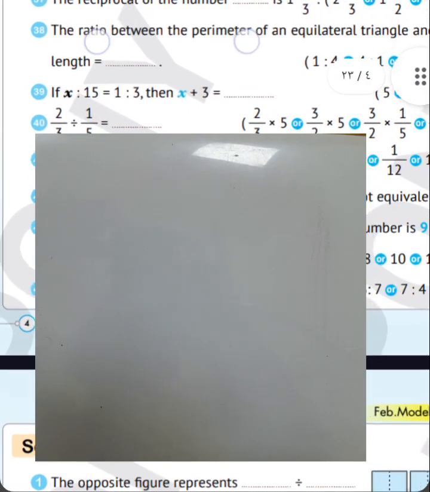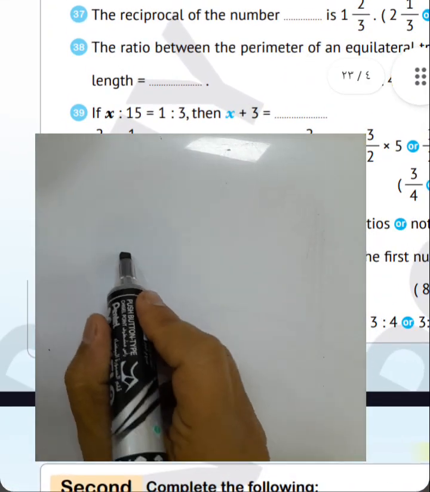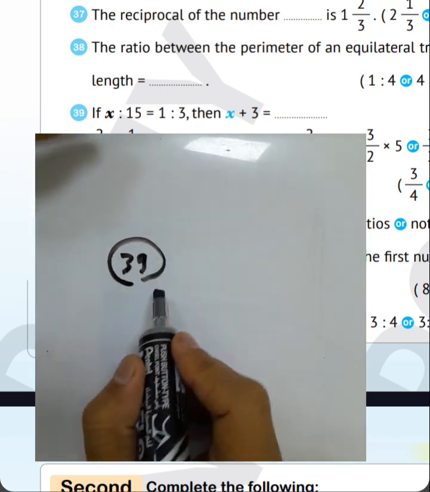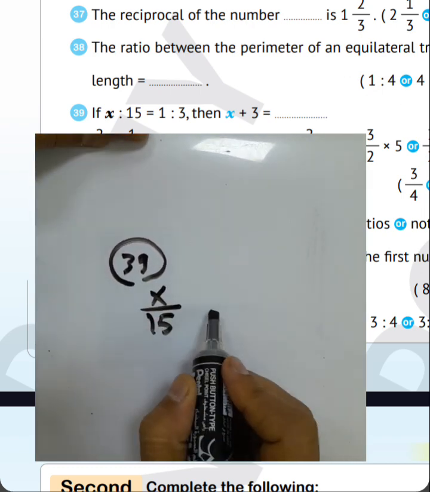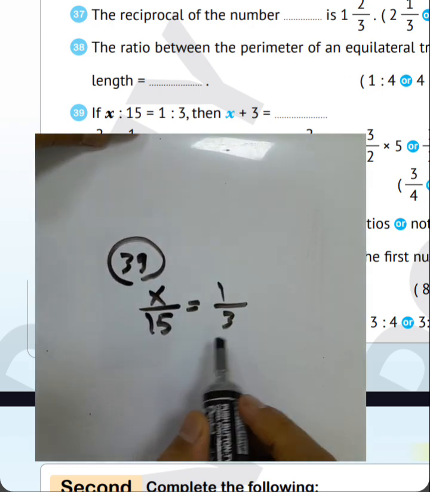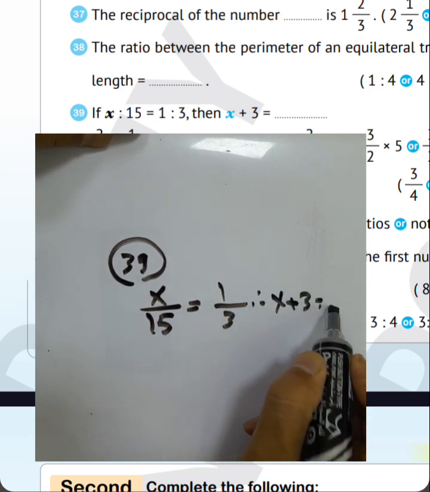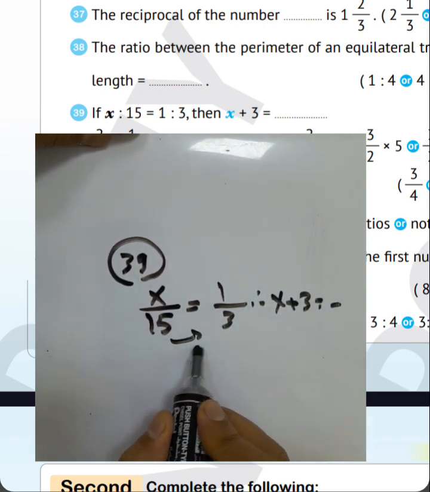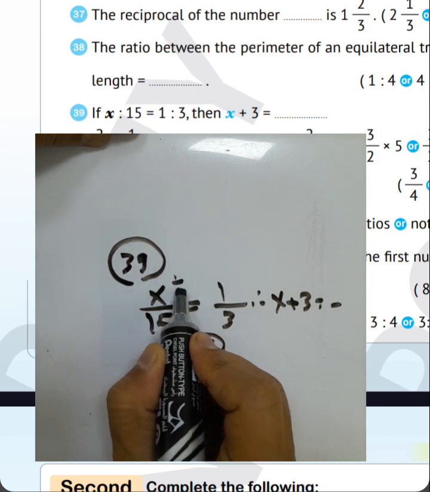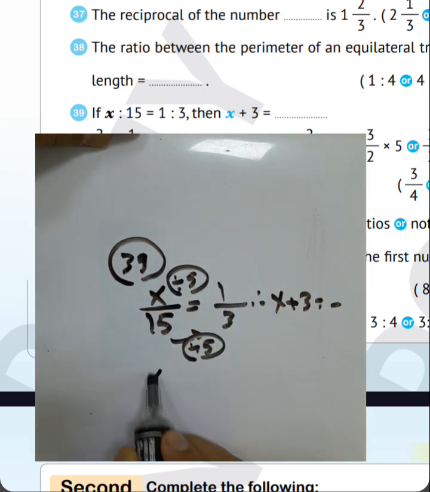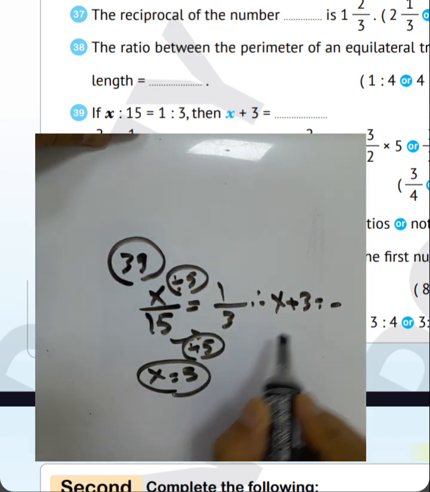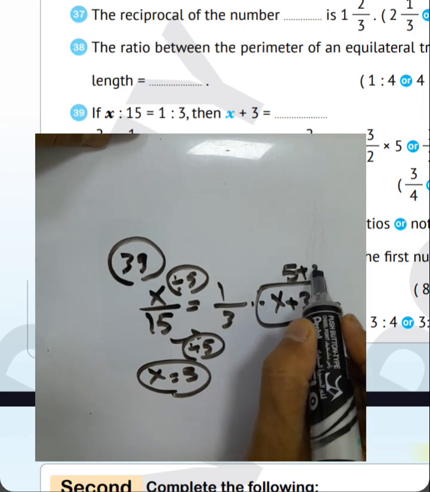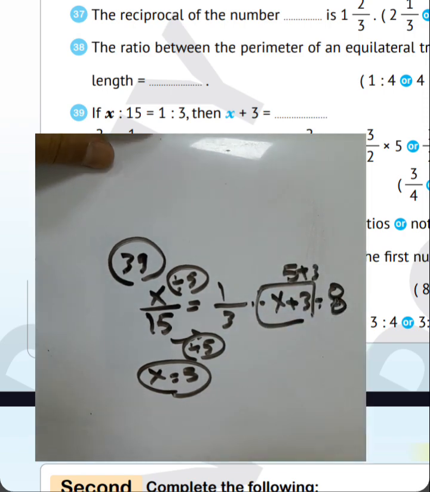Question 39. If x/15 equals 1/3, we want to find x plus 3. We know 15 divided by 5 equals 3, then x divided by 5 equals 1, then the value of x will be 5. We want to find 5 plus 3, it will be 8. The result here will be 8.